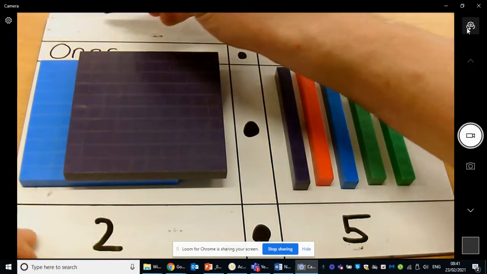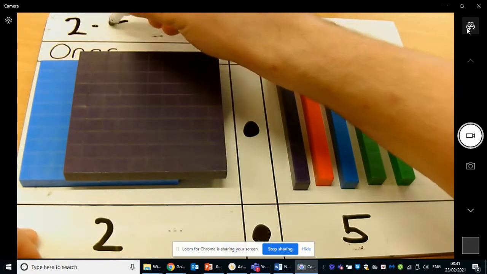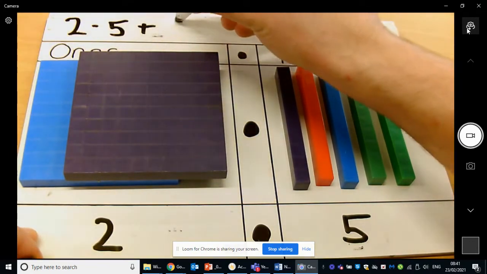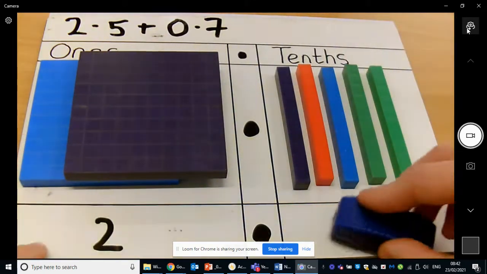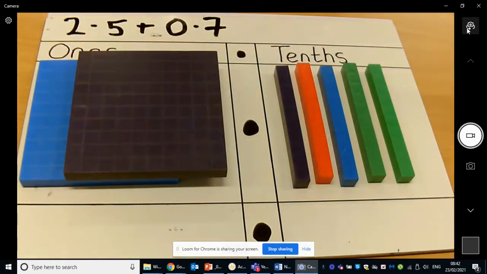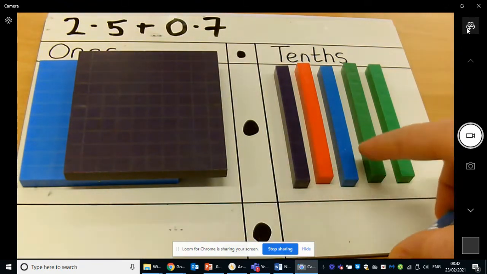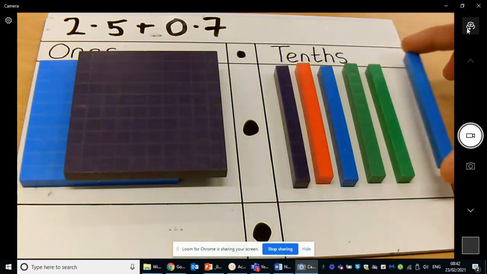And let's this time do 2.5 plus 0.7. So 2.5 plus 0.7. So the first thing I'm going to do is add my tenths. And how many of those tenths do I need? I need 7 of those. So we've got 1, 2, 3, 4, 5.